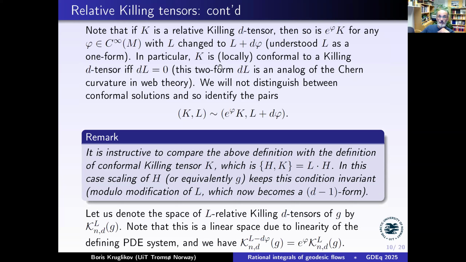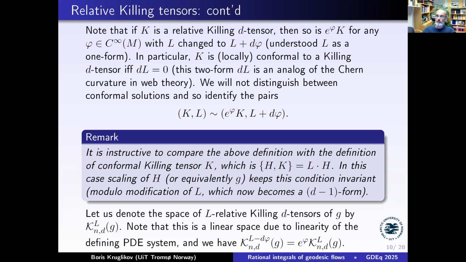Okay, in particular, K is locally conformal to a Killing D tensor if DL is 0. And in this formulation, this two-form DL, of course, is invariant, and it plays the role of an analog of the chain curvature in web theory. Well, usually it's in dimension 2, even though what I'm discussing is general dimension. Actually, web theory in dimension 2 will appear later in the slides.